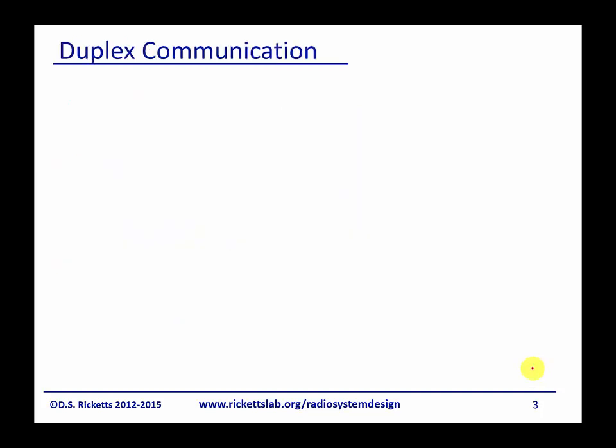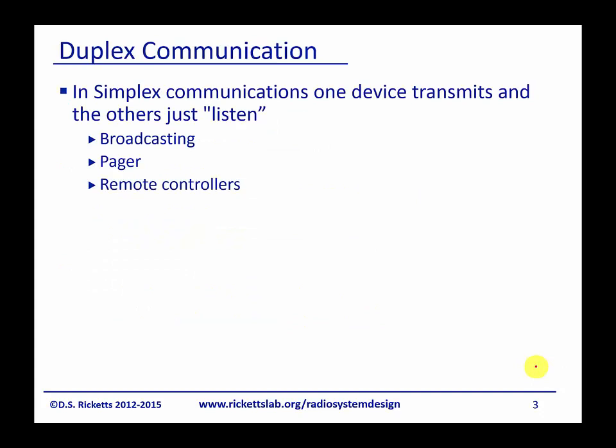All right, duplex communication. In a simplex communication, one device transmits and the other just listens. So an AM radio is an example of a simplex communication system, or a pager or remote control, where you just have one transmitter and the receiver is, in one sense, dumb. It does not transmit back to you.